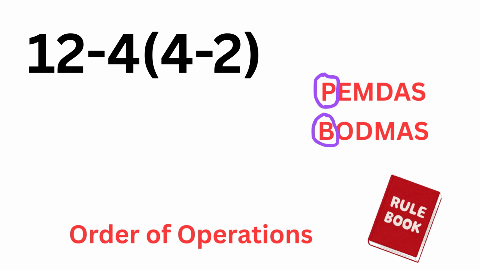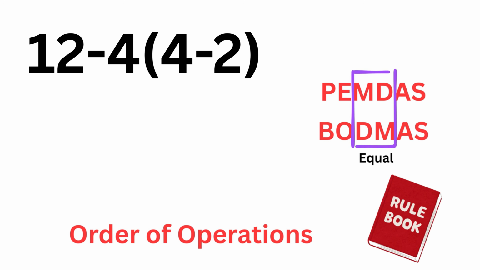First, we have to solve for parentheses, then exponents, then multiplication or division, and finally addition or subtraction. Remember that multiplication and division have equal priority, and we have to work from left to right. And the same applies to addition and subtraction.